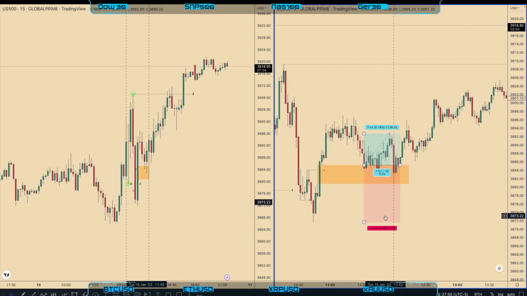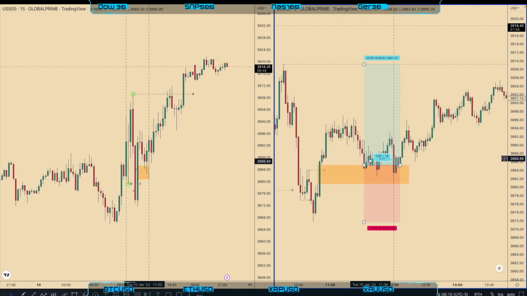Now, as you guys can see, we're risking about 13 handles. We should be looking for at least 2R on this trade minimum. So our target that we marked out is going to be right here. Now, as you guys can see, this is not 2R. So what do you do in that case?